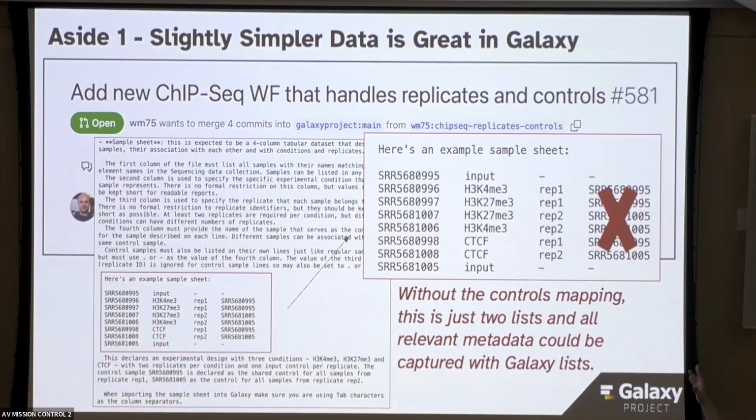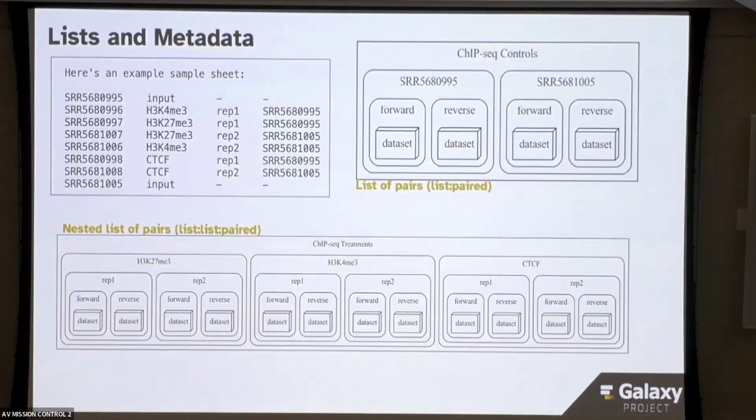And the tough thing here in Galaxy, if you try to map these structures to traditional Galaxy dataset collections, is that control feature. Without that, really what we're looking at is two different dataset collections. A collection that's just a list of pairs, that's the top one here, the controls, and then a nested list of pairs where you've got multiple layers of lists, and then you've got pairs at the deepest layer.